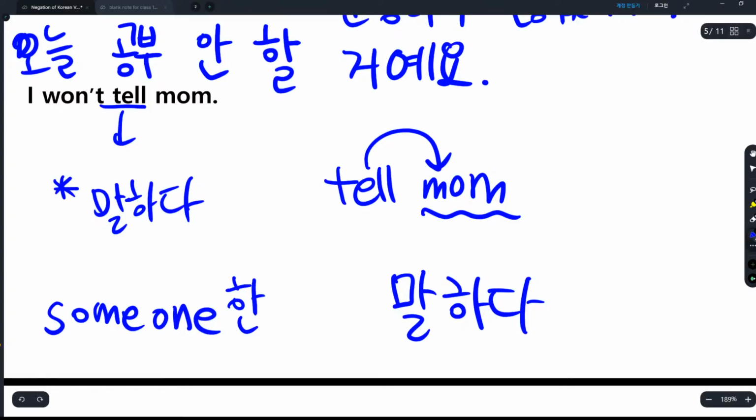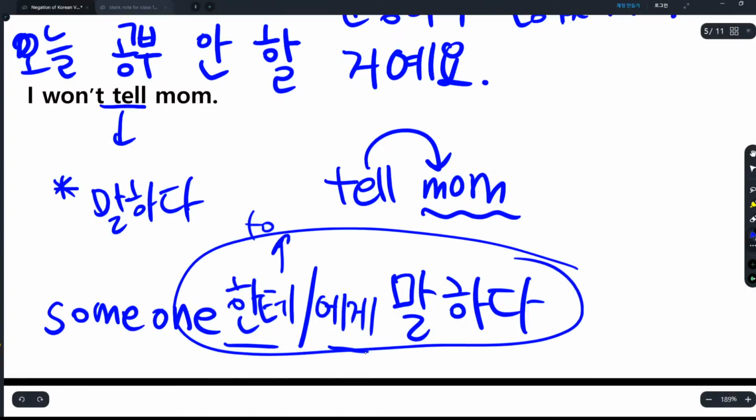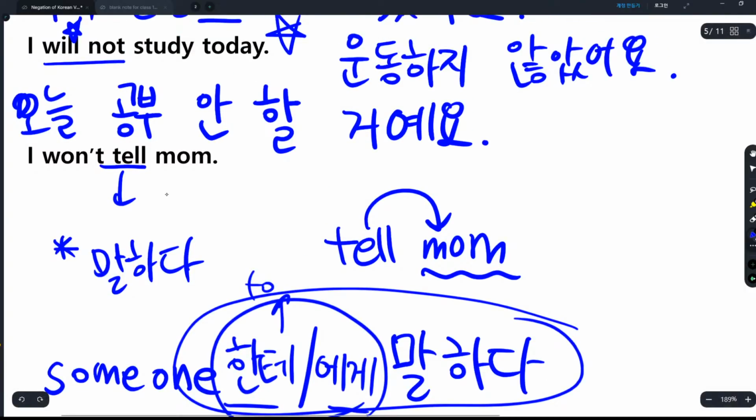So the particle that corresponds to "to" in English would be either 한테 or 에게. They both mean the same thing. It would mean to. So someone 한테 or 에게 말하다. We always use this particle when we say to tell someone. Tell to someone, literally, right? So it would be 엄마한테, to tell mom, 엄마한테 말하다, and not 엄마를 말하다, right?